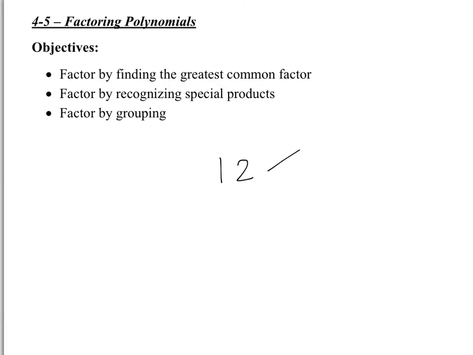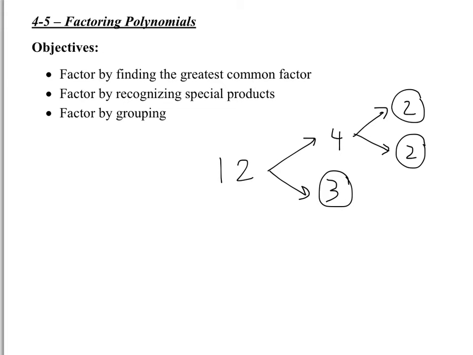Break it up. You can break it down to 3 times 4. 3 is already a prime number, so we're done. And then you can break down 4 to 2 times 2, and those are both prime factors. So the prime factorization of 12 would be 2 times 2 times 3.